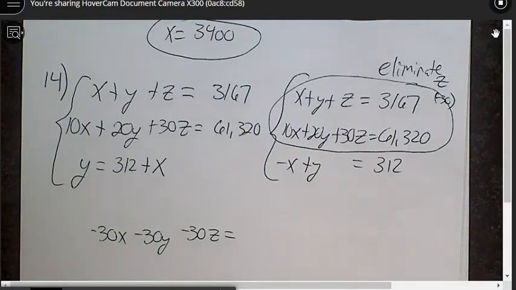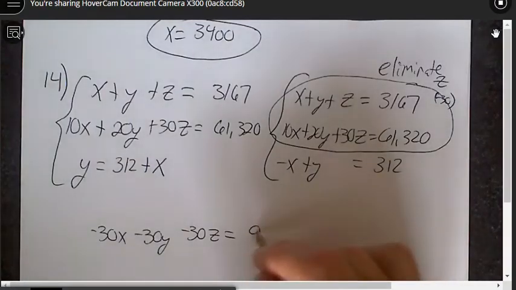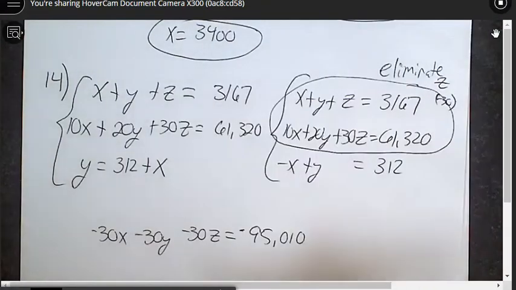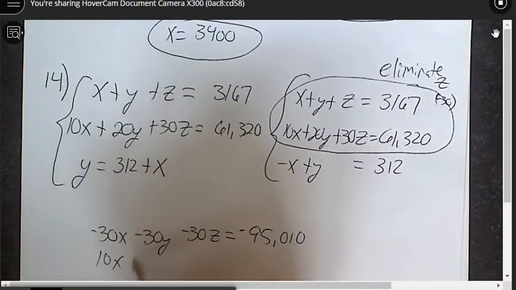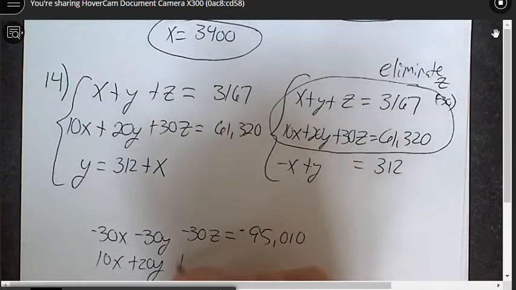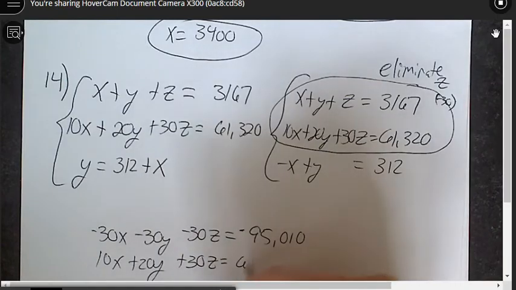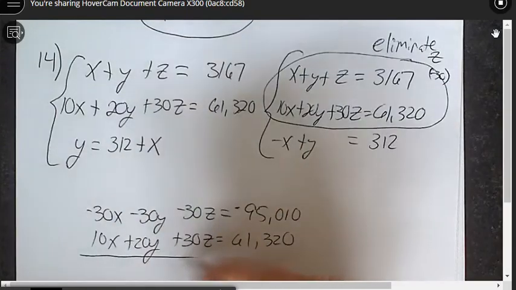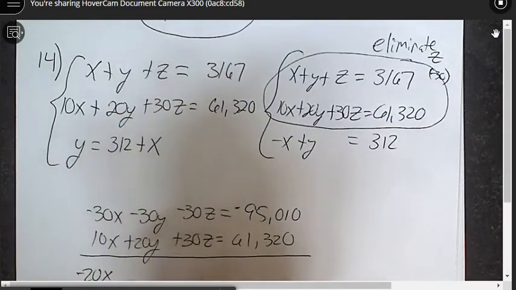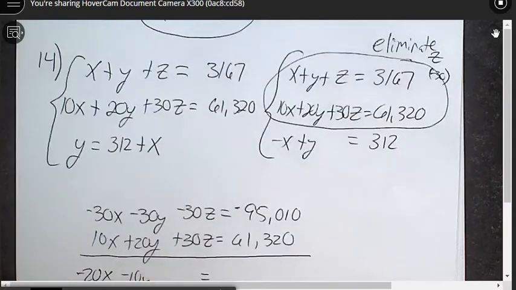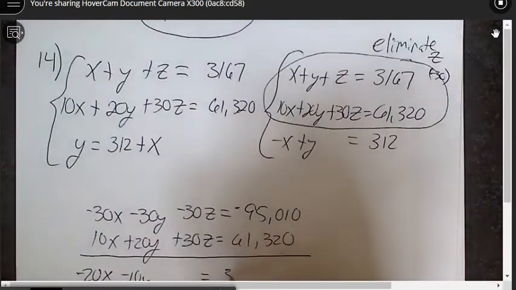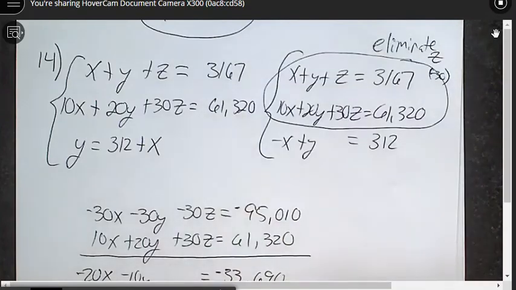3,167 times 30, 95,010. It's negative, and we're just going to add that to this amount that's here. Okay, so it'll be negative 20x minus 10y equals 33,690. That was a negative.